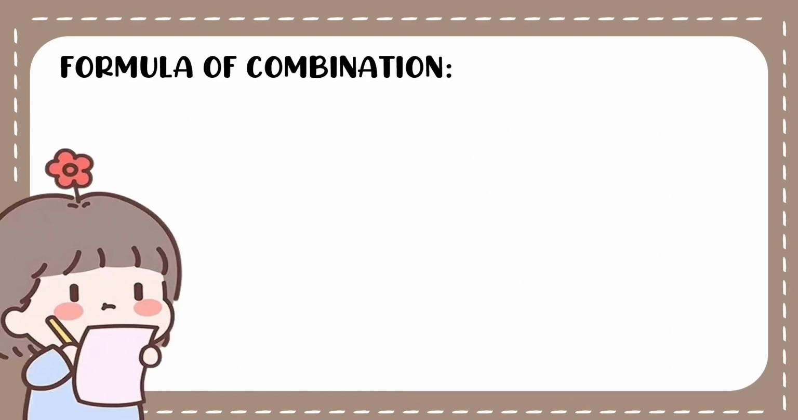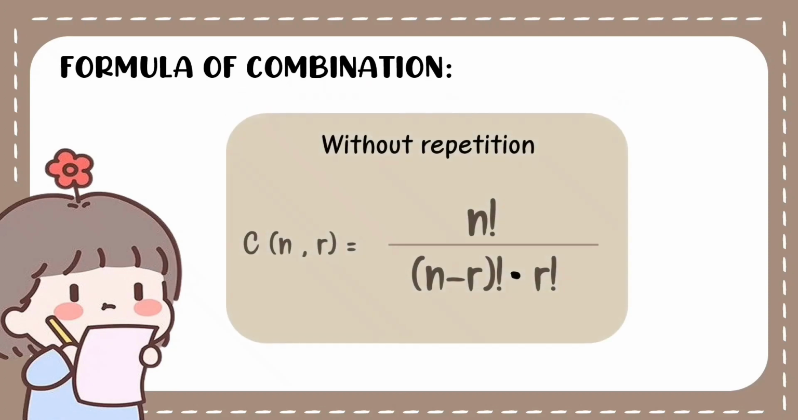As we notice, what we did there is time consuming. That's why we have a formula that we can use to solve combinations most efficiently. The formula for combinations without repetition can be demonstrated in the form of combination of n, r is equal to n factorial over quantity n minus r factorial times r factorial, in which n is the total number of objects and r is the number of objects taken at a time.